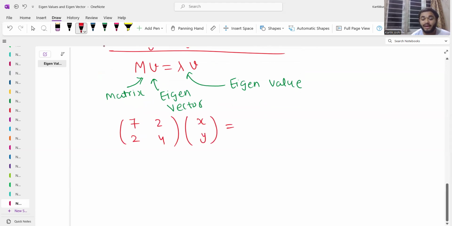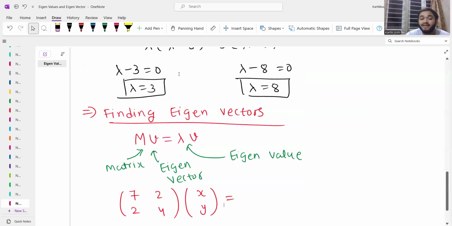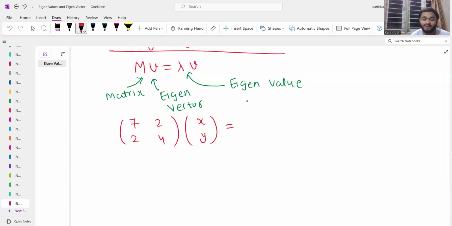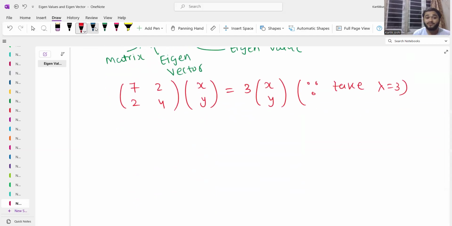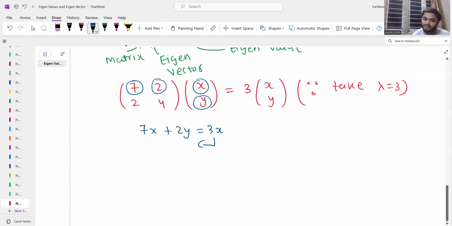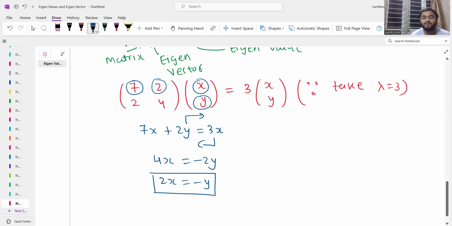Now for lambda, first take lambda is equal to 3. By the multiplication rule, 7 into X and then 2 into Y. So 7X plus 2Y is equal to 3X. That means 3X comes this way and 2Y comes this way. So 4X is equal to minus 2Y. That means 2X is equal to minus Y.